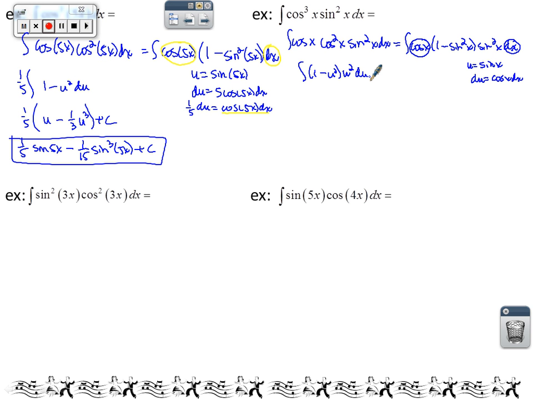I'm not going too fast, am I? Are we okay? Yeah, because I really can't integrate it right there. Yes.